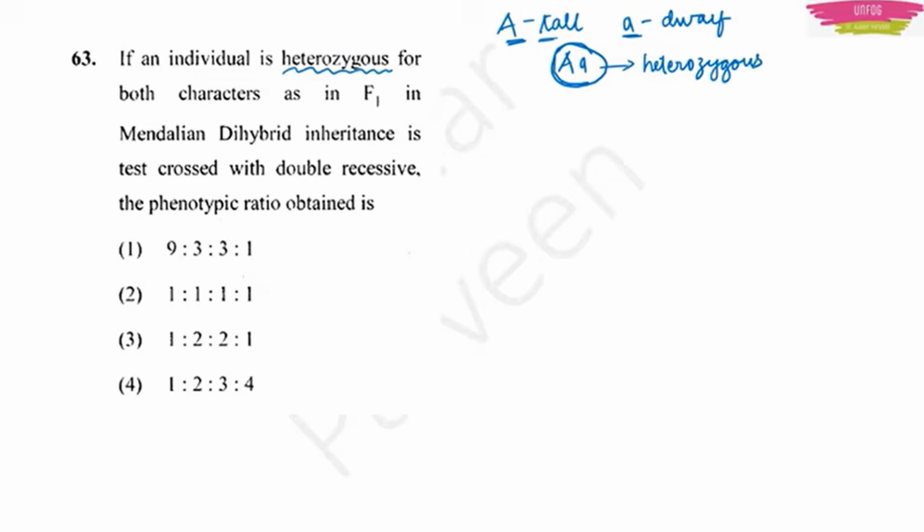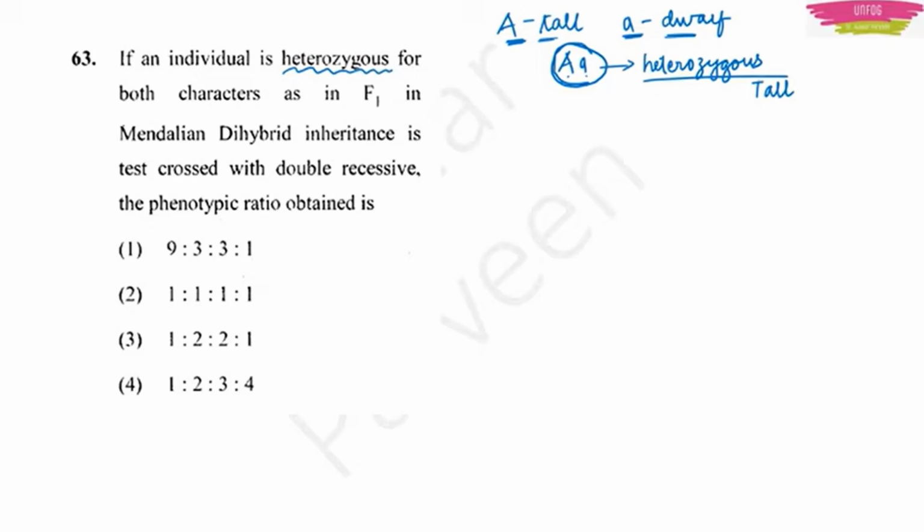Now we are representing tall with capital A, so it is a dominant character, and dwarf with small a, so that automatically becomes the recessive character. The recessive character is always suppressed by the dominant character. So here one dominant and one recessive character are present, the recessive is suppressed by the dominant, and this individual will be heterozygous tall.